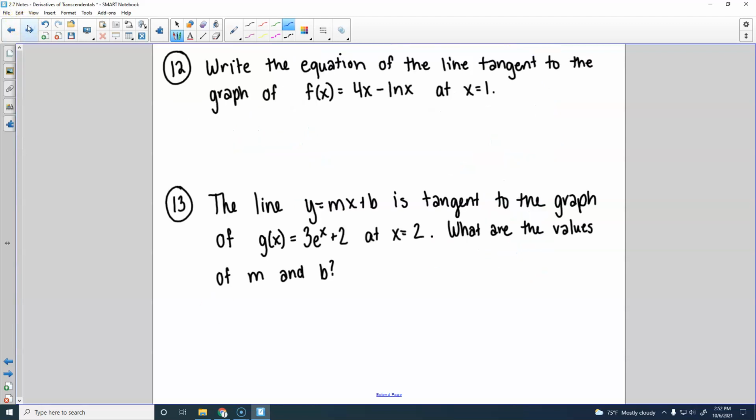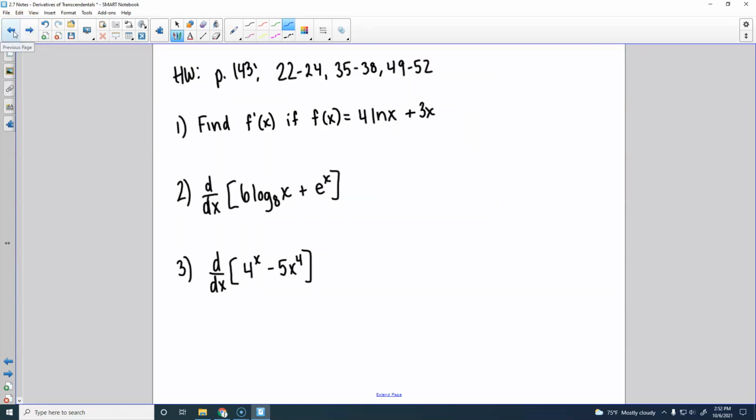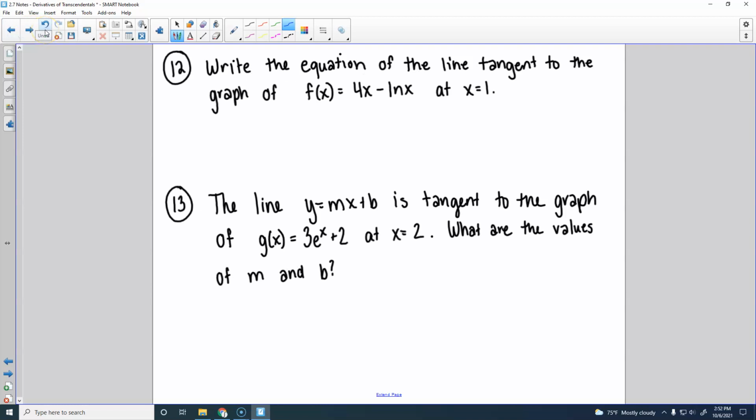All right, let's do a couple tangent line problems, and then we will be done. Write the equation of the line tangent to the graph of f of x equals 4 minus natural log of x at x equals 1. So we need 3 things for tangent lines: point, slope, equation. Thomas, how do we find the point?